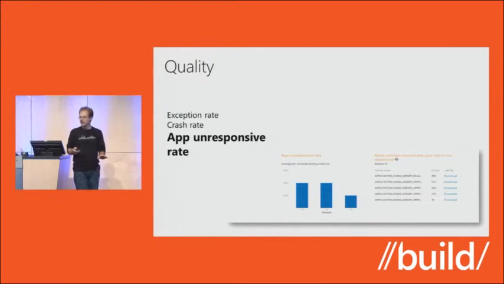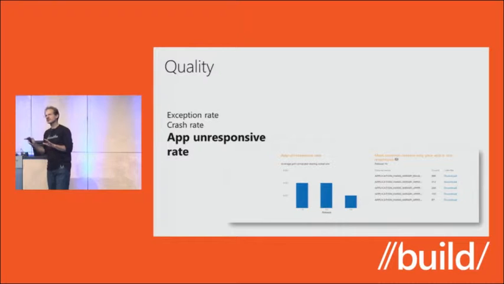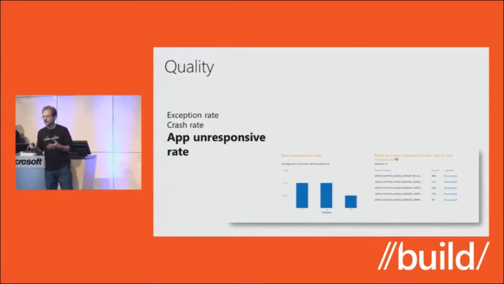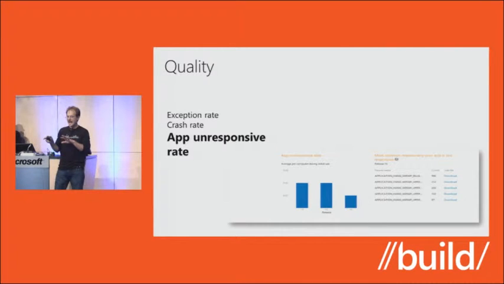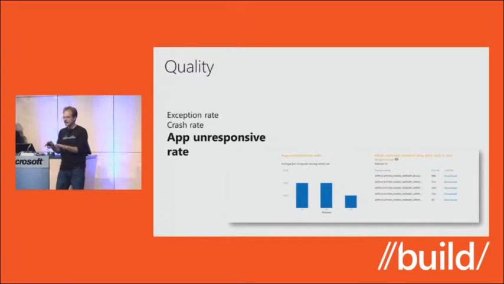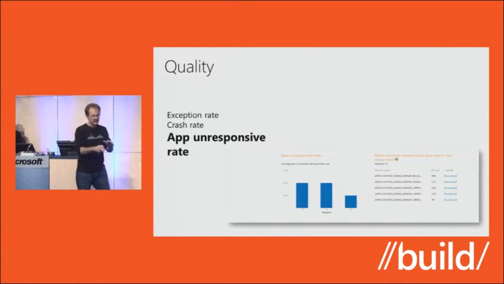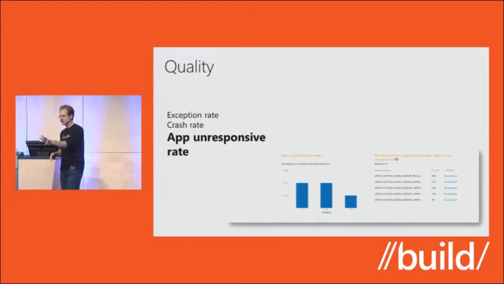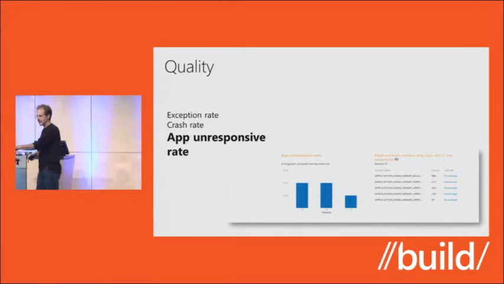And then the final area under quality is the app unresponsive rate. And so what we do there is when an app stops responding to user input, we record that as an unresponsive event, and that's tracked along with the currently active module inside the application when that event occurred. The chart you see here displays this average rate per computer, and at the bottom, it's showing it by release.